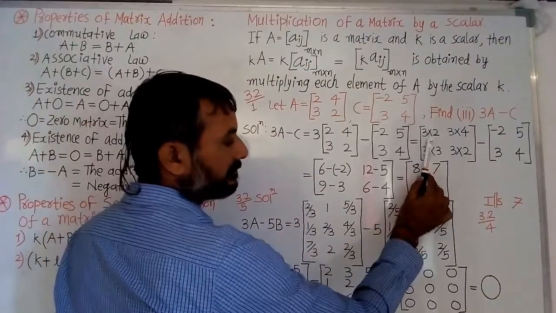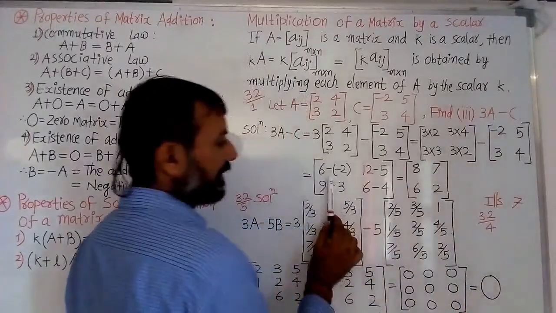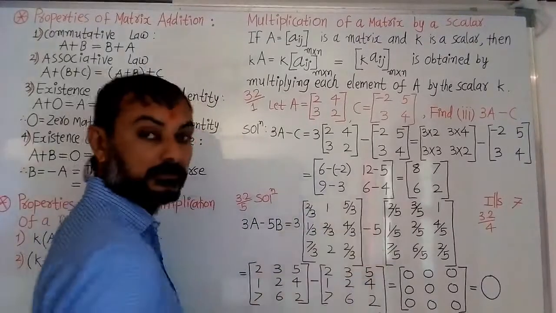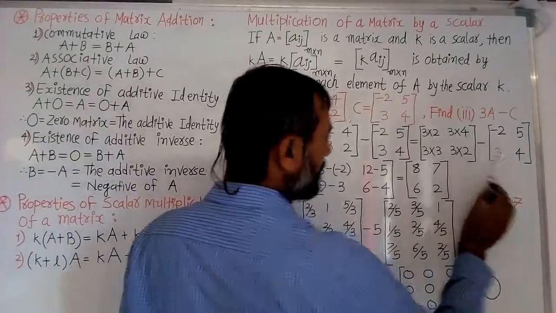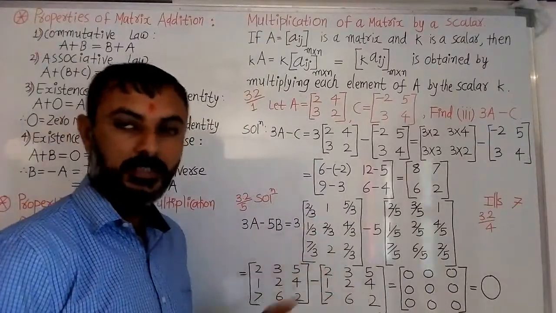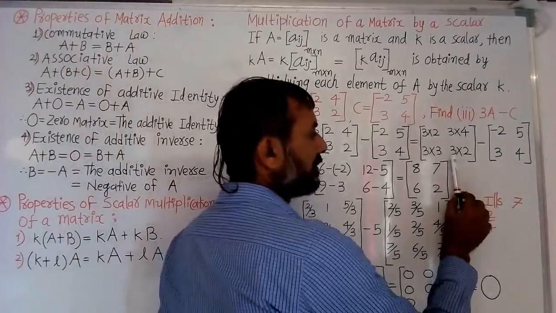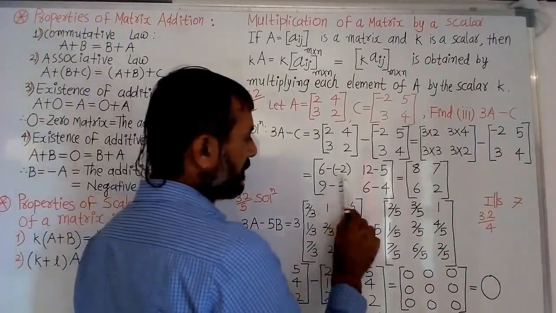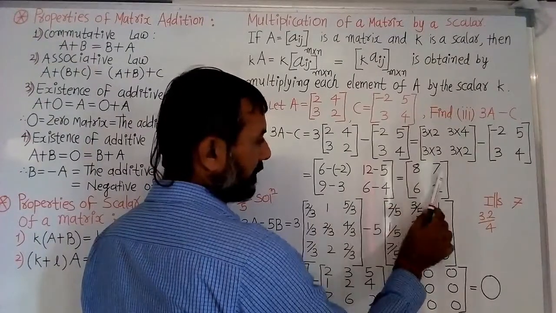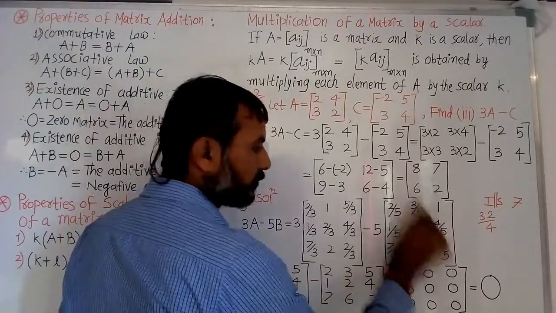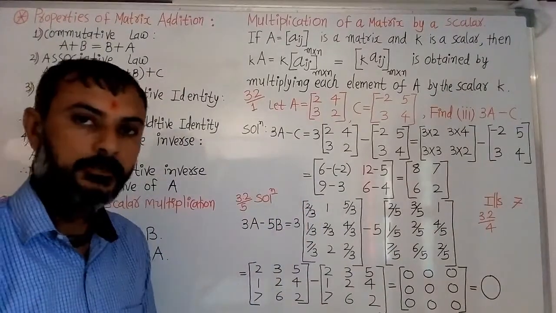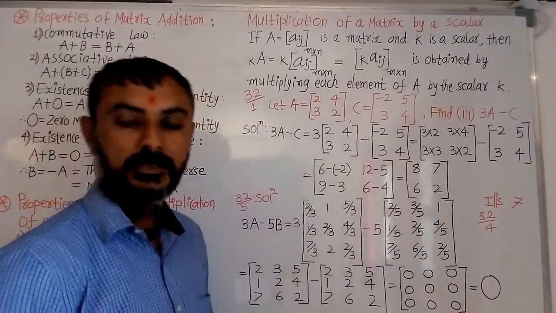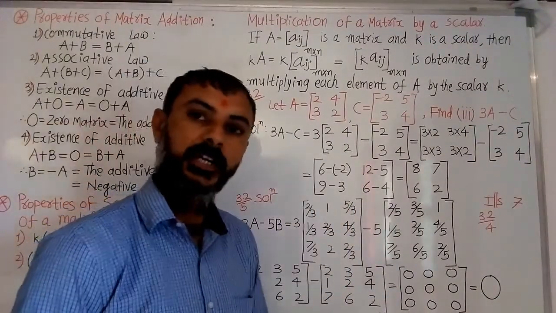Minus this C as it is right here. Then this is 6 minus 2, I write here. This is 12 minus 5. 9 minus 3. You know the subtraction, we learned all this. Then this 6 minus 4 right here. Finally the answer: this is 8, this is 7, this is 6 and 2. So this is the answer. So very simple. Multiplying each element by a scalar is called scalar multiplication of a matrix.